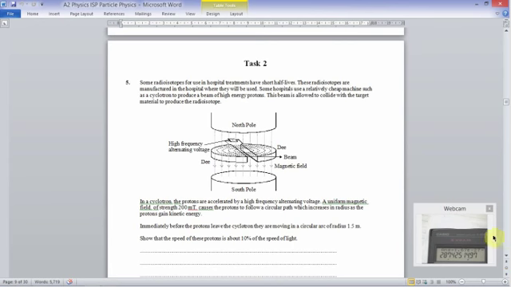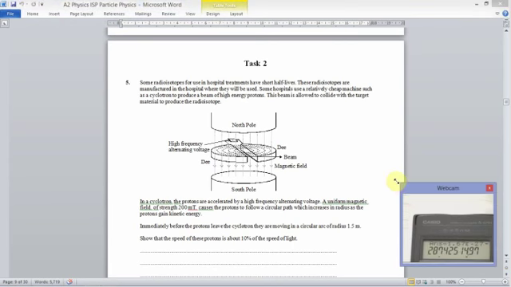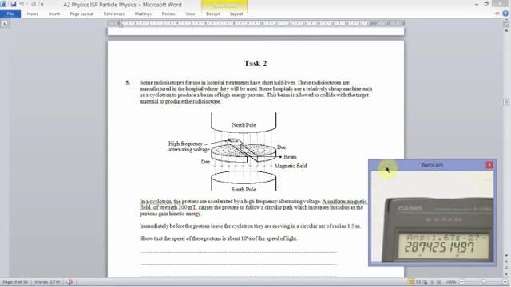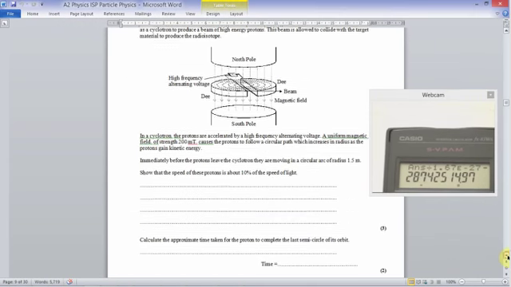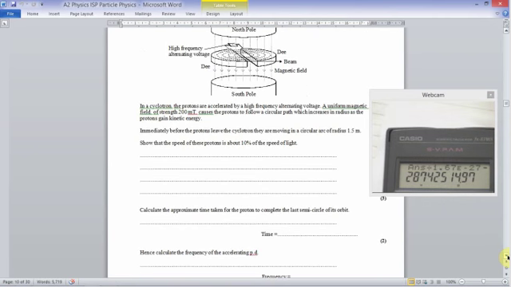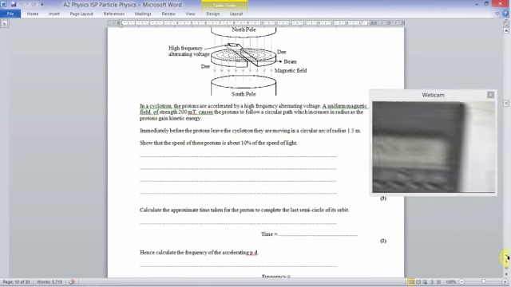Nice question to warm us up. I should have made this webcam bigger so you can see everything. I'll bring it up here as well. Nice question to warm us up. It's only worth 3 marks, though, but still a nice 3-mark question to get us started.